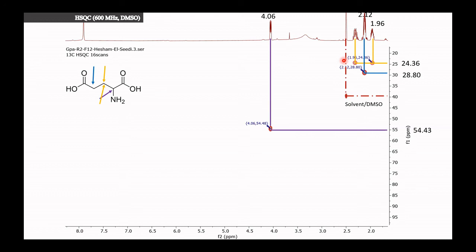Additionally, now you can see the factors affecting the chemical shift of the proton are the same factors affecting the chemical shift of the carbon-13. How can you approve that? Because this proton at 4, which is deshielded, in the carbon-13 also it is deshielded and goes until 55.